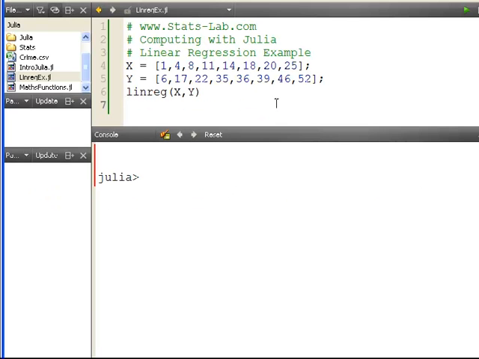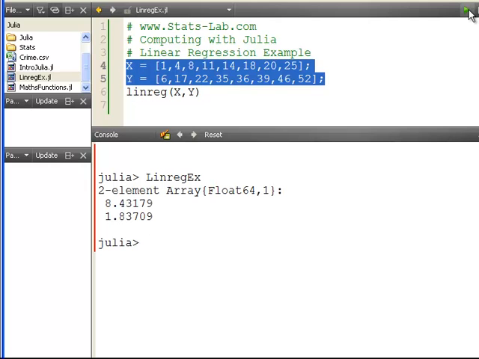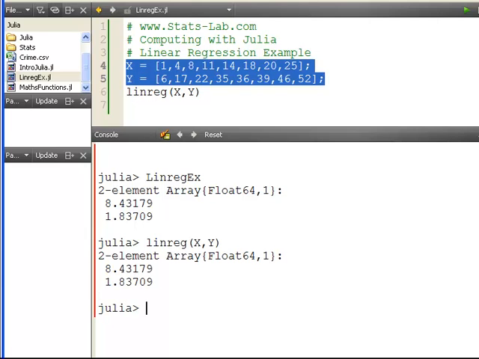This is the data up here. Just going to run that. You can write it in as well. Let's give that a second. Okay, so it's inputted the data. Now let's just do that again: linreg x and y. There we have it.